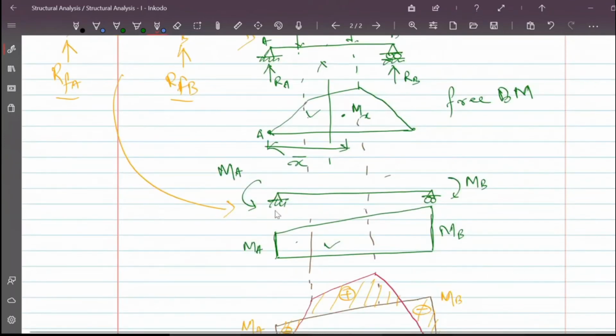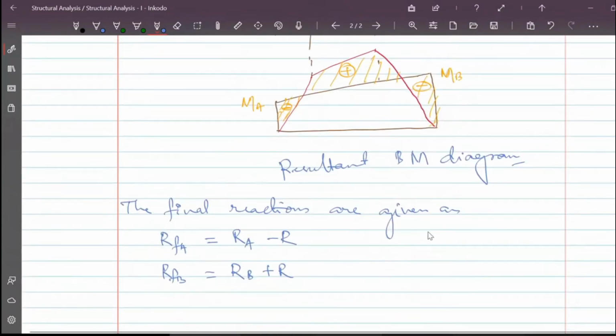Now see, so here we had this is R, and here the direction of R was this. Okay, so that's why RA minus R and RB plus R.